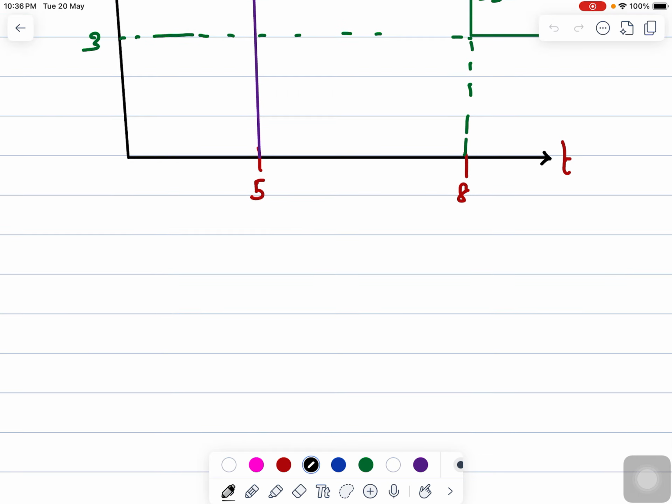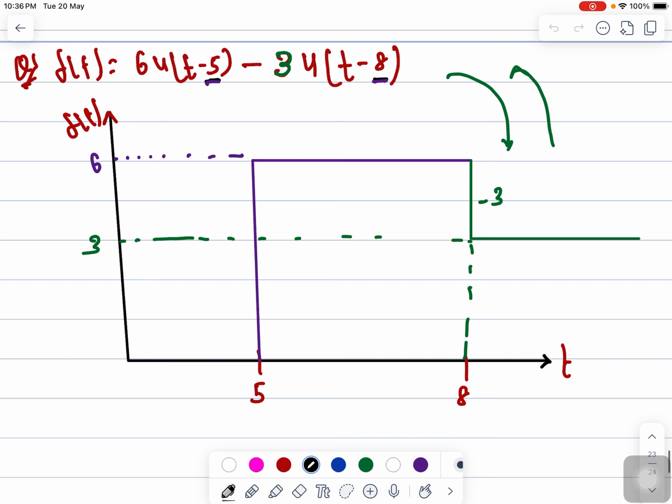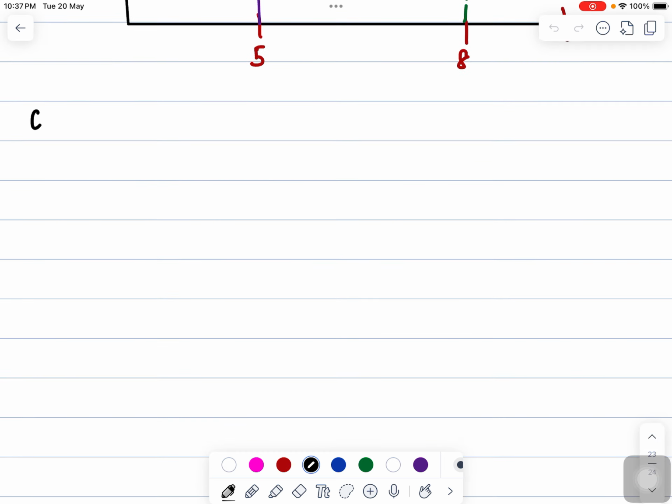Now I have told you the questions can be asked vice versa. They will give you a function and ask which of the following plots is correct, or they will give you the plot and you are supposed to write the function. So let's try to understand today how we can write a function if a plot has been given to you.